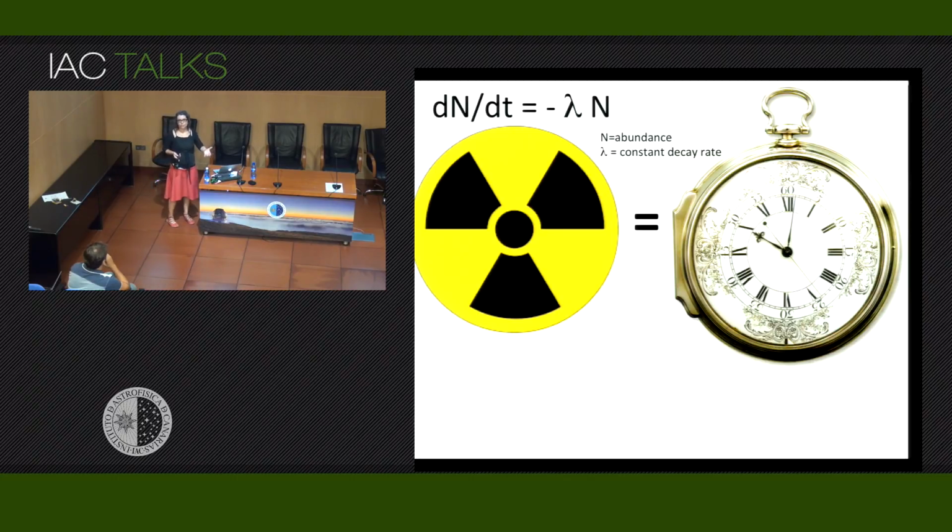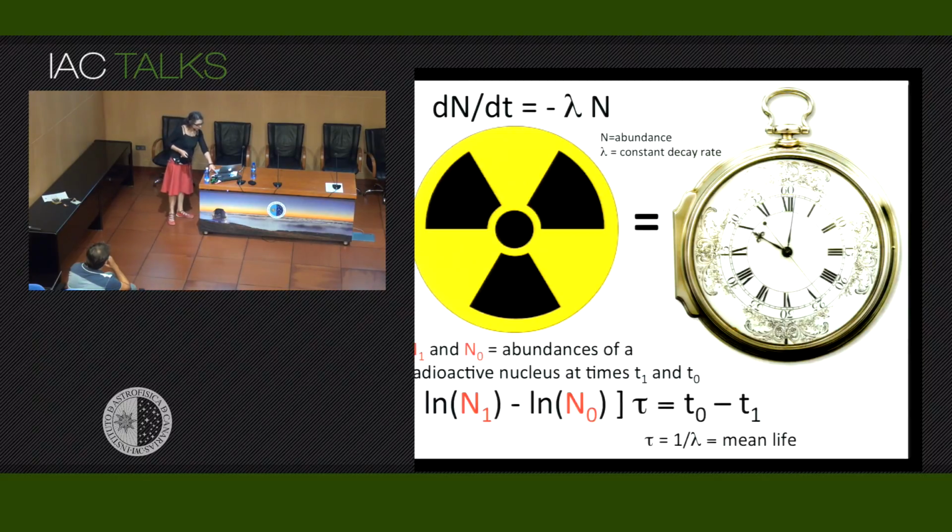So the abundance will decrease with time. The nice thing is that this decay rate is constant. It doesn't change with time. So it is extremely easy to integrate this equation. And if you do that, you derive this very simple formula that relates the abundances of a radioactive nucleus at times T1 and T0. This one I call N1 and the other N0, directly to the difference between the times T1 and T0.